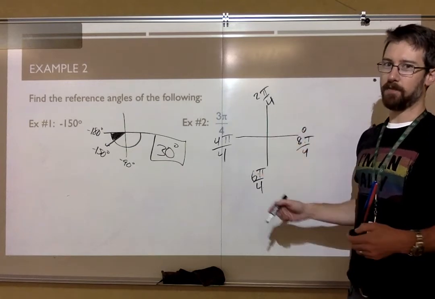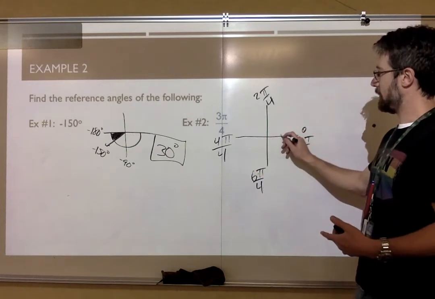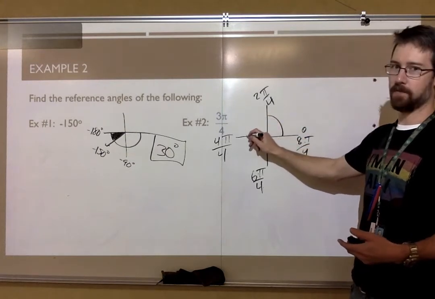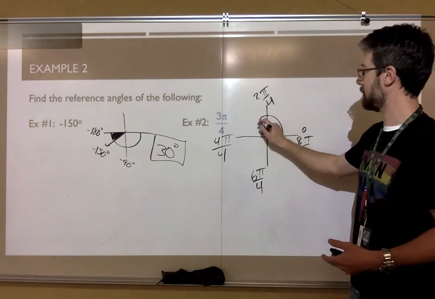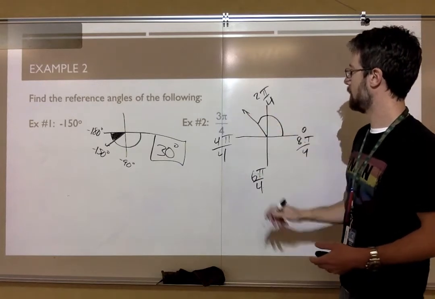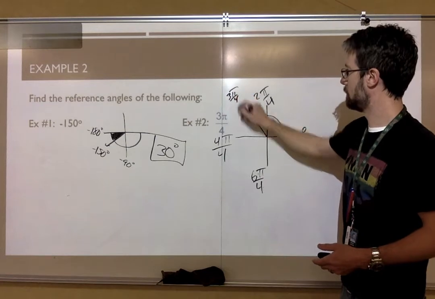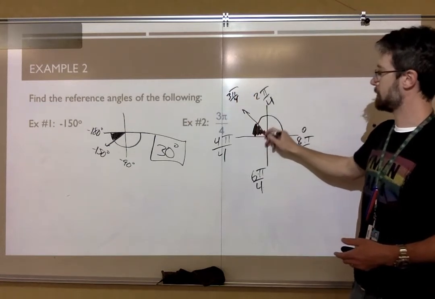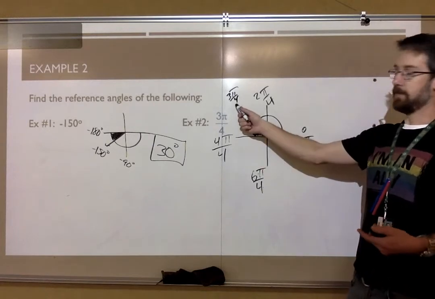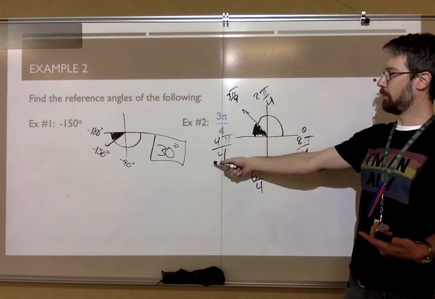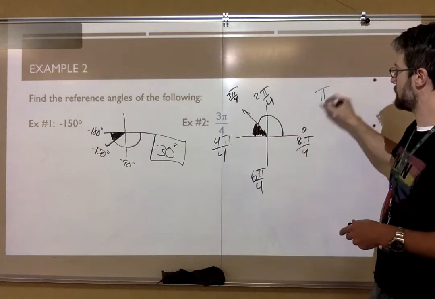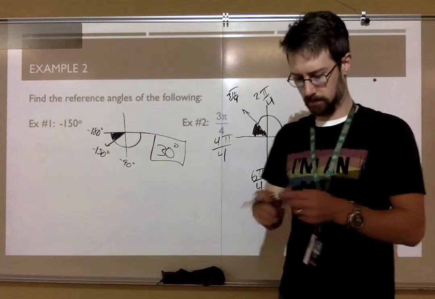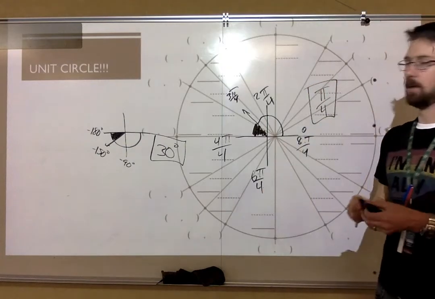Now that everything's in fourths, it's easier for me to see, all right, I start here, this is 2 over 4, this is 2 fourths, this would be 4 fourths, so 3 fourths has to land somewhere between 2 and 4. And the reference angle is what's left to the x-axis. The distance from 3 over 4 to 4 over 4 is 1 over 4, so a single pi over 4.